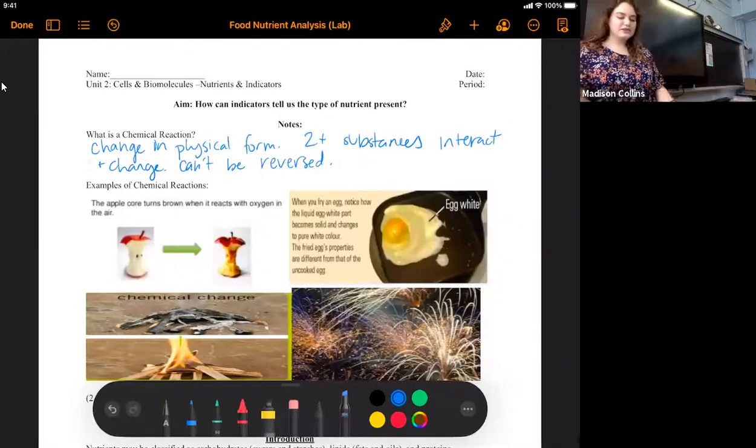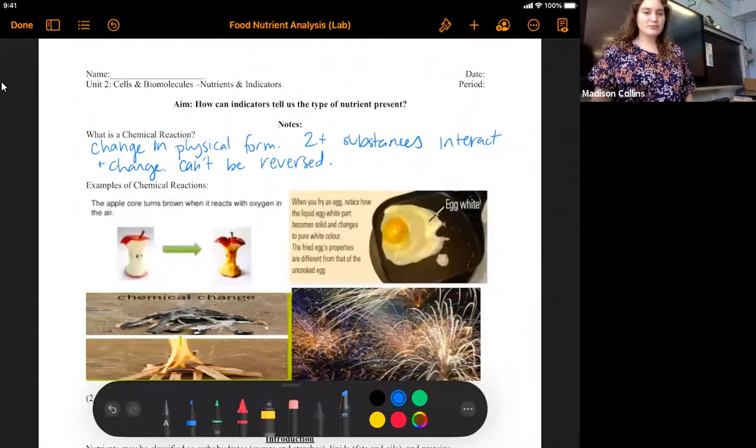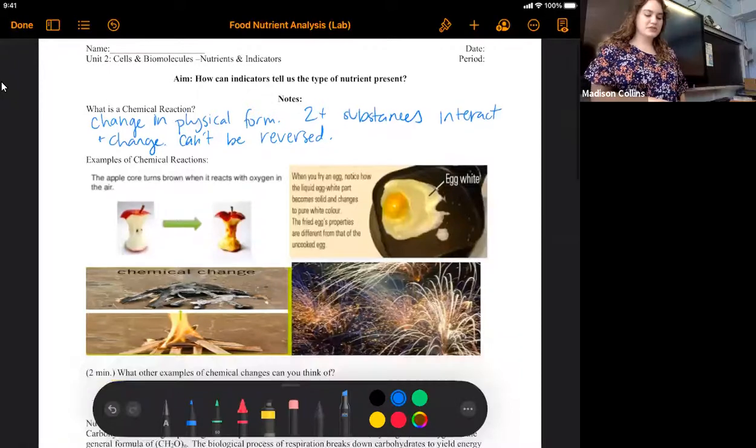All right. Any other ideas of what we can put down for a chemical reaction? Yeah, so I like this. So we said that we see a change in the physical form, and we also see two or more substances interacting and changing, and then that change can't be reversed. So that's super important to note. Let's look at these examples before I ask you guys for some ones that you came up with.